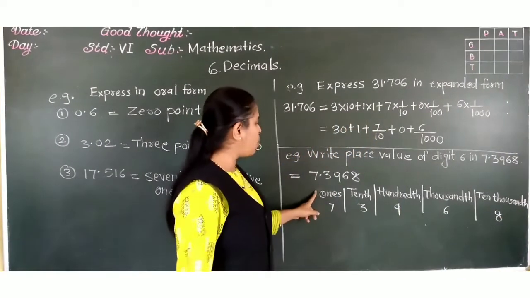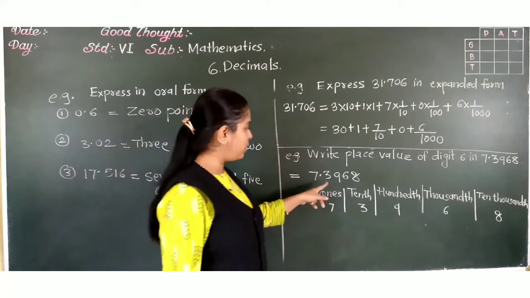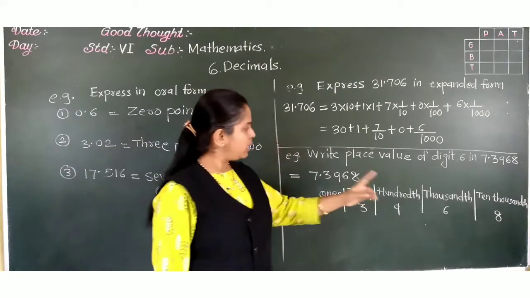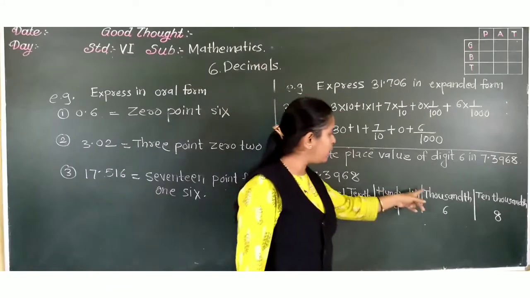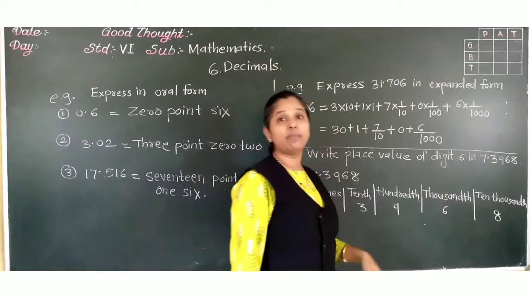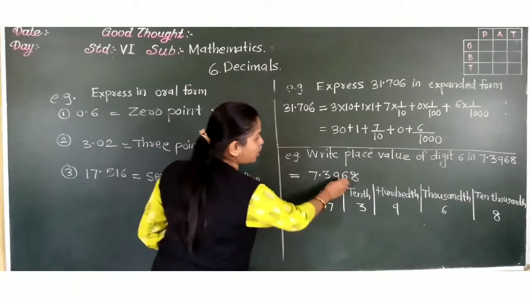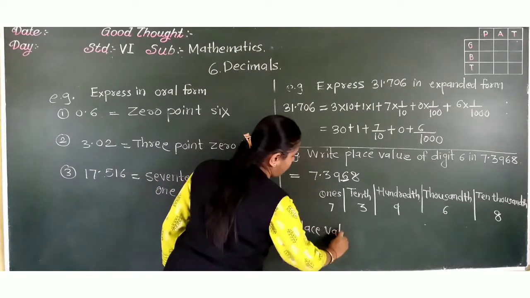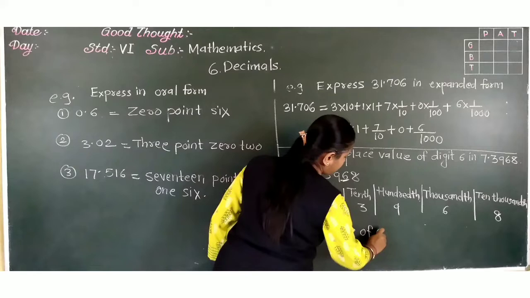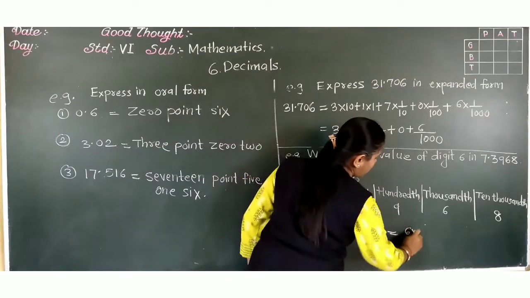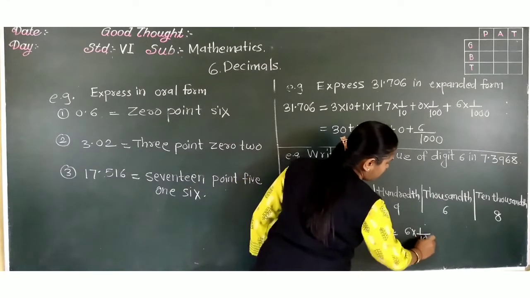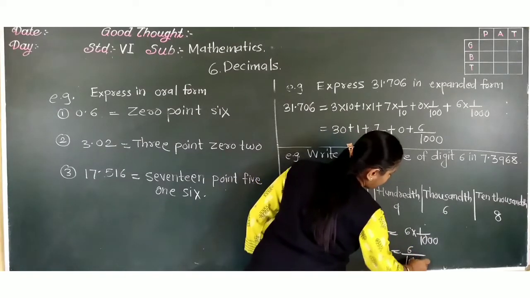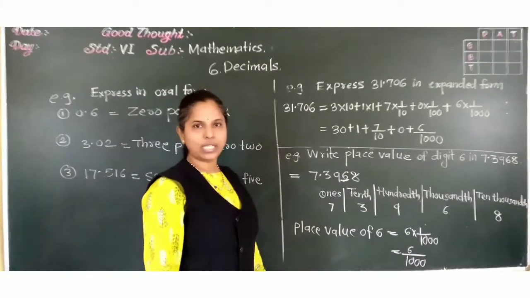Ones means we multiply by 1. Tenth means we multiply by 1 upon 10. Hundredth means 1 upon 100, and thousandth means we multiply by 1 upon 1000. We want the place value of 6. So the place value of 6 is equal to 6 into 1 upon 1000, because it is at thousandth place. So 6 upon 1000. Correct? This is the place value.